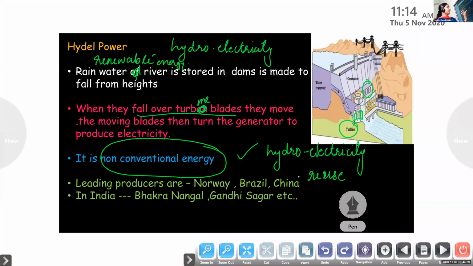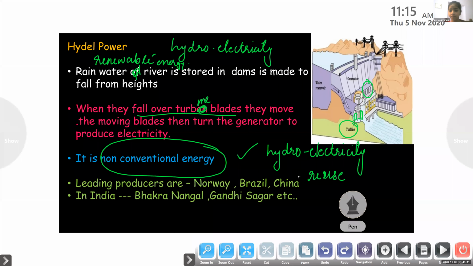Many countries follow this method, producing electricity from water. The leading producers of hydroelectricity are Norway, Brazil, China, etc. In India, we have many hydroelectric projects: Bhakra Nangal, Gandhi Sagar, Nagarjuna Sagar, etc. In Idukki, we have many projects. Clear? Hydel power is clear?